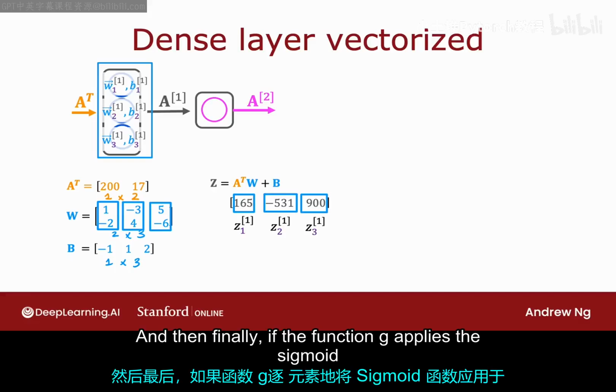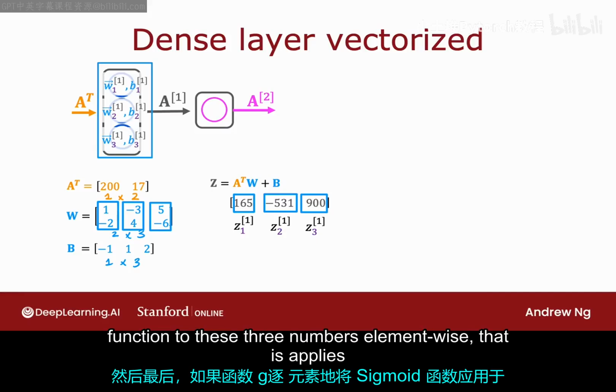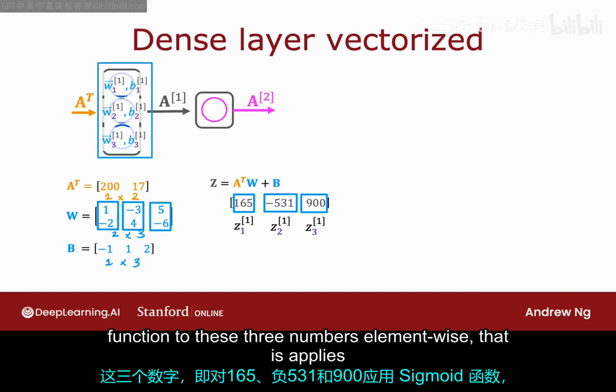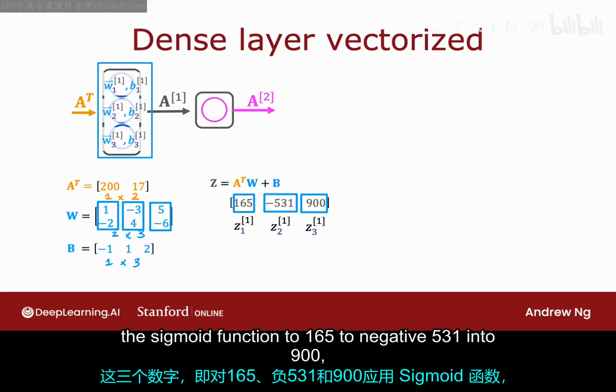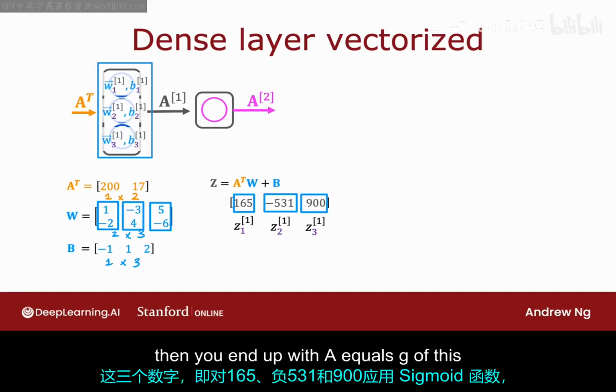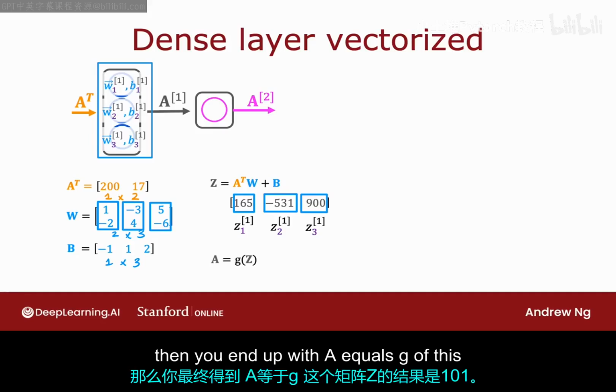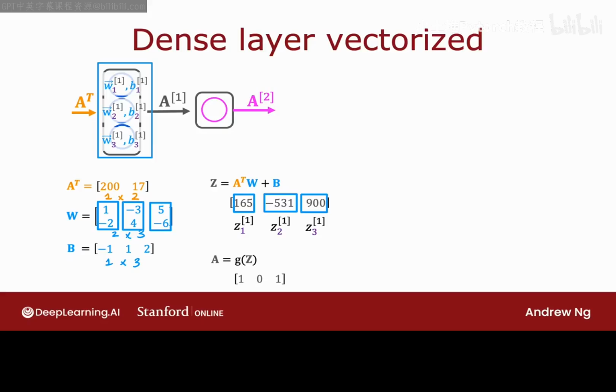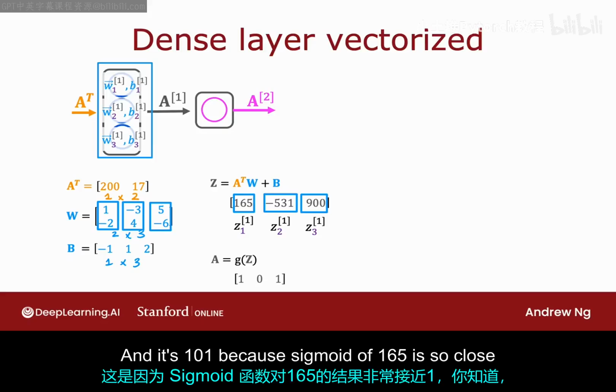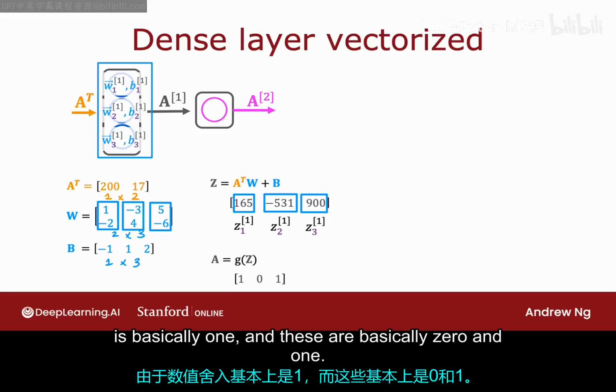And then finally, if the function g applies the sigmoid function to these three numbers element-wise, that is, applies the sigmoid function to 165, to negative 531, and to 900, then you end up with A equals g of this matrix Z ends up being 1, 0, 1. And it's 1, 0, 1 because sigmoid of 165 is so close to 1 that, up to numerical round-off, it is basically 1, and these are basically 0 and 1.